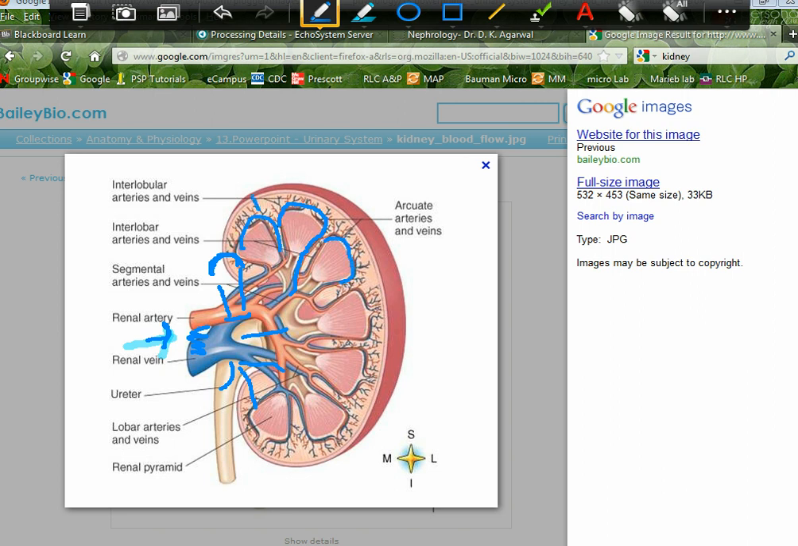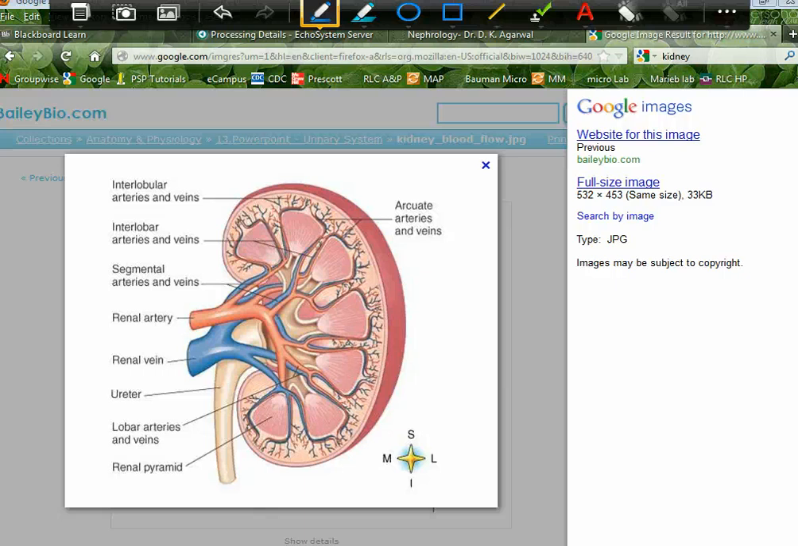And then notice these vessels going up this way into the cortex. These are called the interlobular, or the cortical radiate arteries. The cortical radiate, because they radiate out into the cortex. And you see the reference to interlobular up at about 11 o'clock.